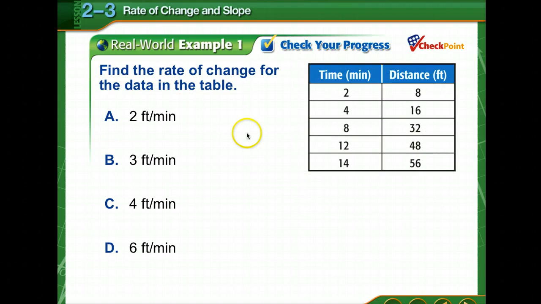So let's check your progress. We're wanting to find the rate of change for the data in the table. Now, to help you out a little bit, our time is x, so that means our distance is y. So we need the change in y, 56 minus 8, over the change in x, 14 minus 2. Pause for a moment and calculate that, then come back and check your answer. So did you end up with 48 divided by 12, or that comes out to 4 feet per minute? So that is our average rate of change.